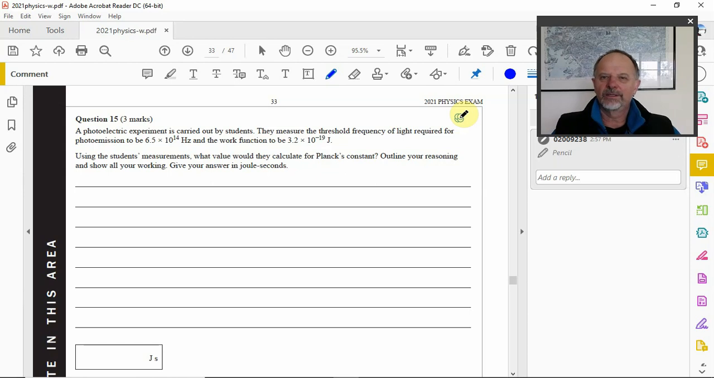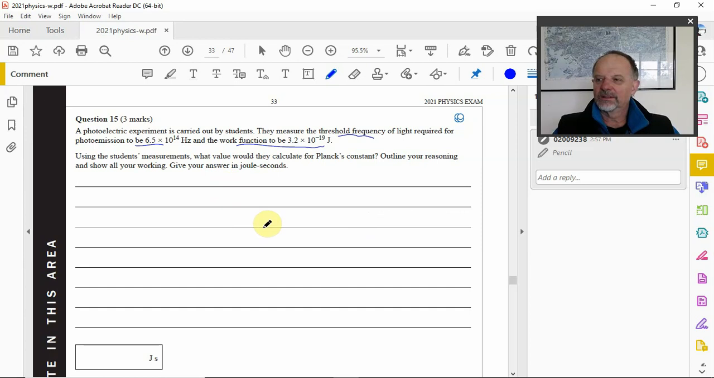Okay, back to the VCAA 2021 physics exam section B, and question 15, so it's about photoelectric. An experiment is carried out by students. They measure the threshold frequency required for photo emission to be 6.5 by 10 to the 14, and the work function to be 3.2 by 10 to the minus 19.